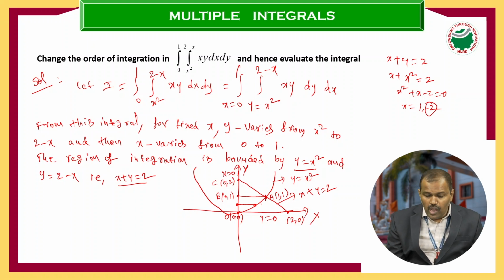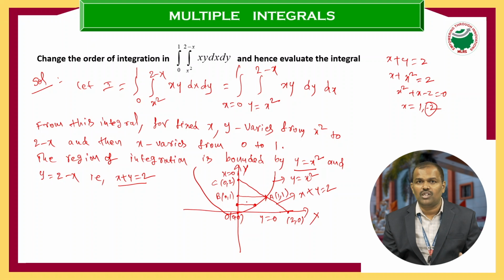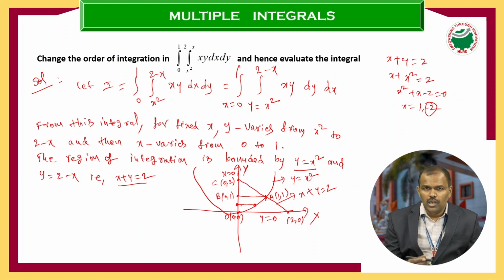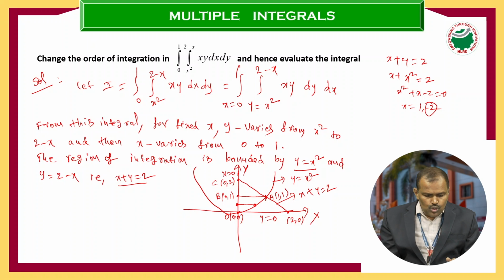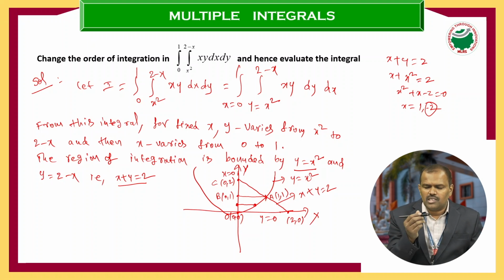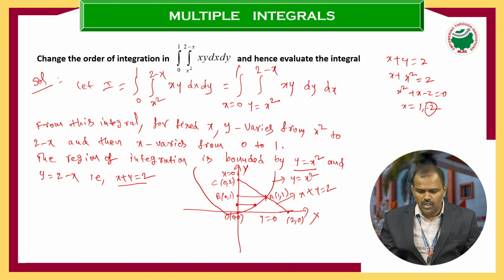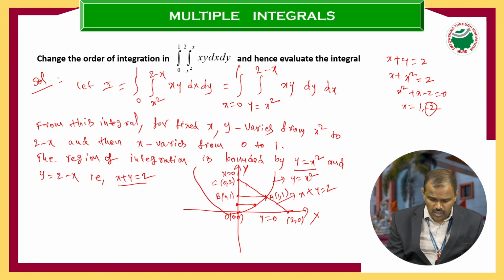Understood? Now, in OAB, particularly the half of the region, if we take the horizontal strip, why are we taking a horizontal strip? Here I already said y varies means vertical strip, x varies means horizontal strip. As per the given limits, y varies. Y varies means, as per the given problem, this is the vertical strip.